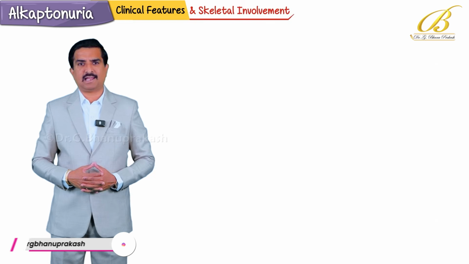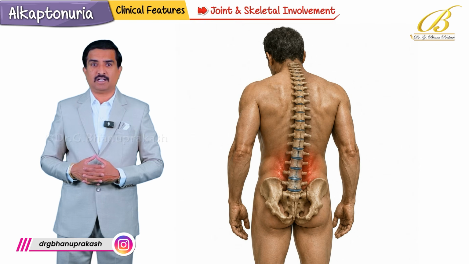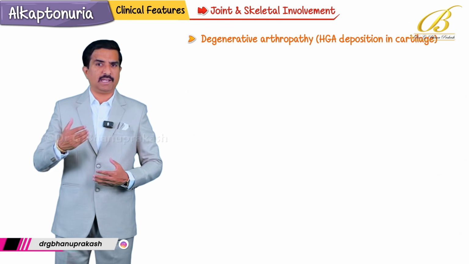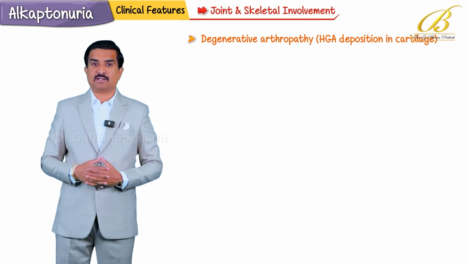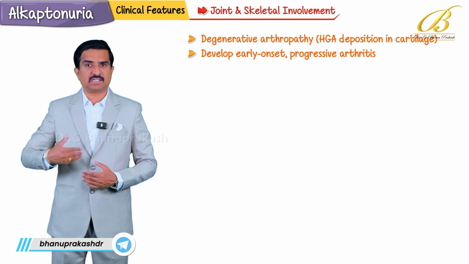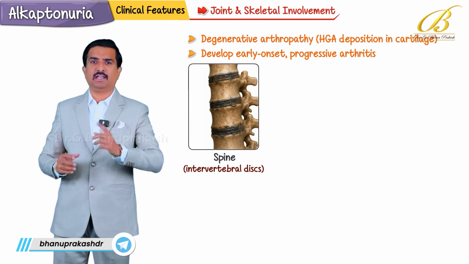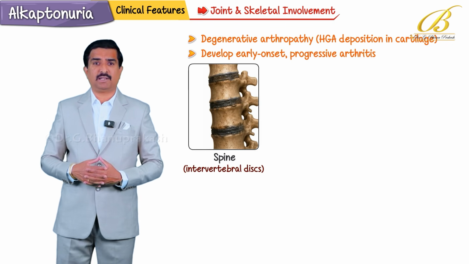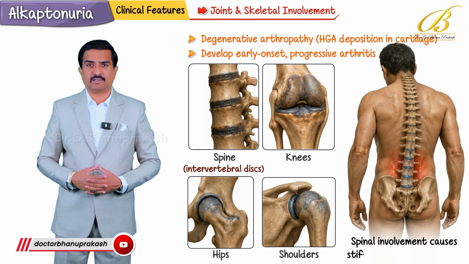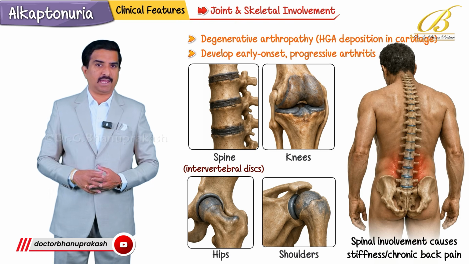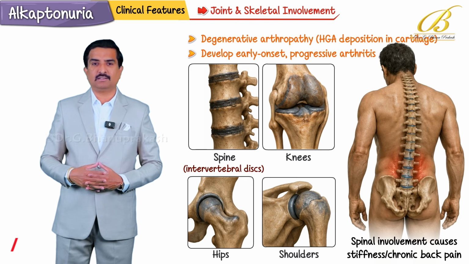Now let us talk about the joint and skeletal involvement. Joint and skeletal involvement is associated with degenerative arthropathy, which is mainly caused by homogentisic acid deposition in the cartilage. These patients develop early onset progressive arthritis, most notably in the spine, particularly in the intervertebral discs, and in other places like knees, hips, and shoulders. The spinal involvement causes stiffness and chronic back pain. So all these are the clinical manifestations you will notice in alkaptonuria.